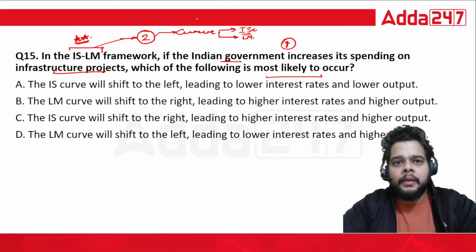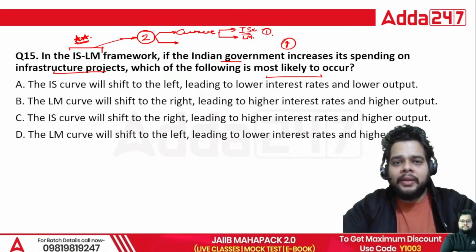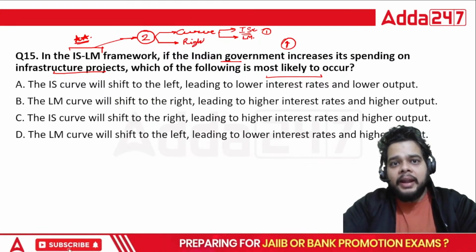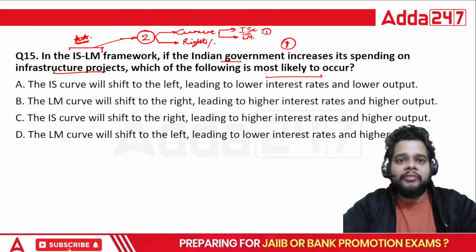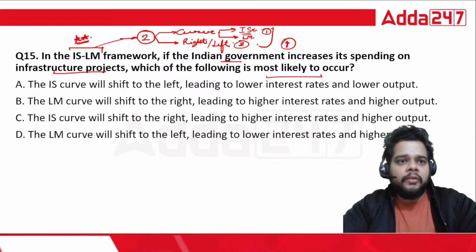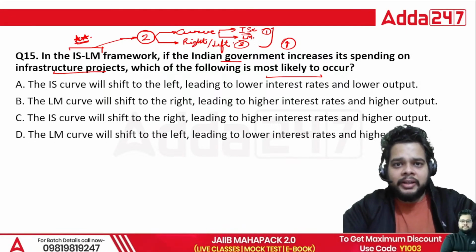Simple. First thing is this. Secondly, whenever there is a rise in the cash or level of income, then the curve will shift towards right. And if there is a decrease in the level of income, the curve will shift towards left. These two things, if you know, any kind of question, I'm stating it on this particular platform, any kind of question related to the ISLM framework, you will be able to answer correctly.